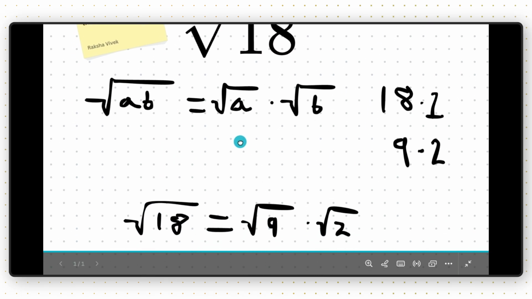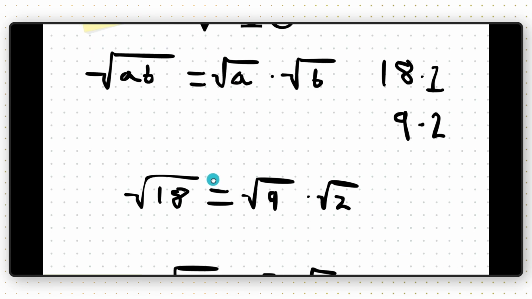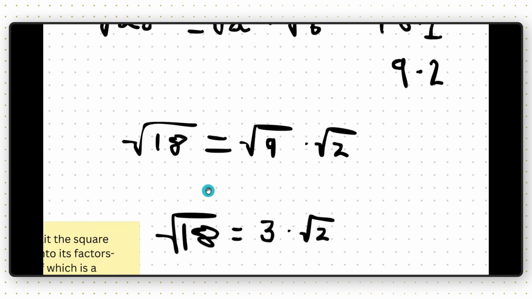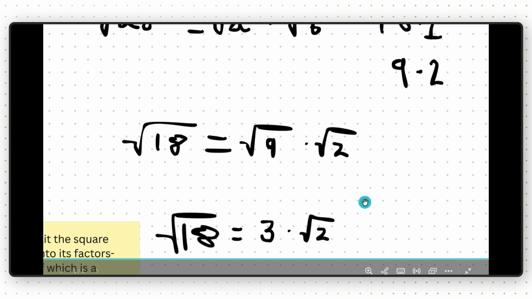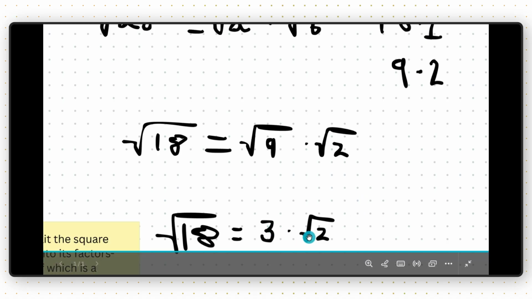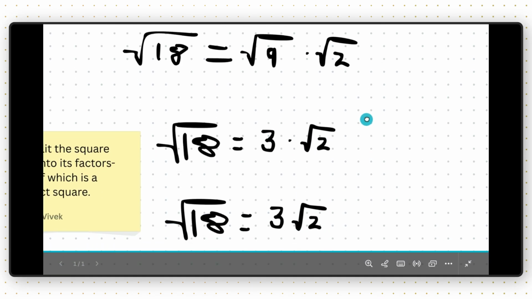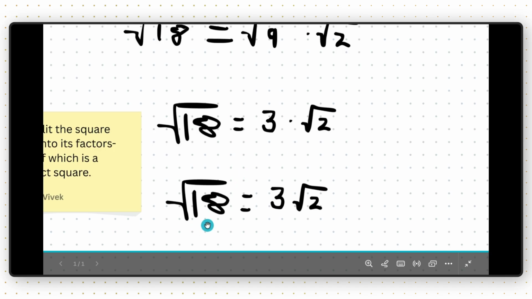So let's look at this. We split the square root of 18 into the square root of 9 times the square root of 2. But now we know the square root of 9 is 3, so we rewrite it like that. And since 2 can't be simplified into anything else, we write it as the square root of 2, and then we rewrite this as the square root of 18 is equal to 3 root 2.